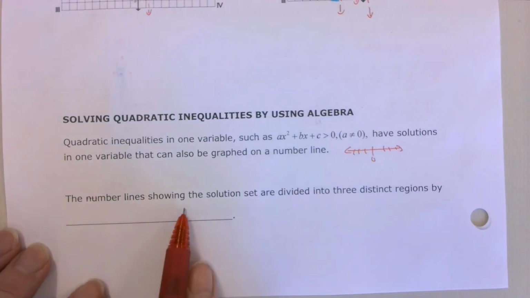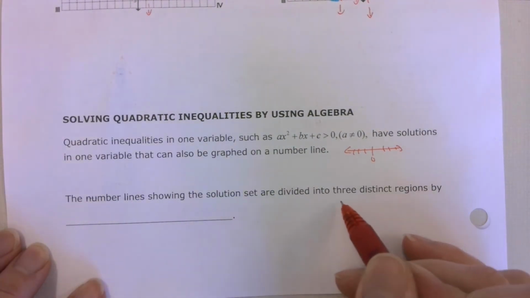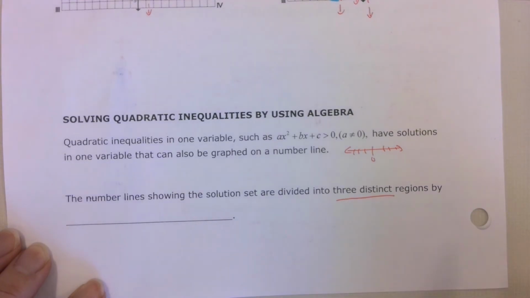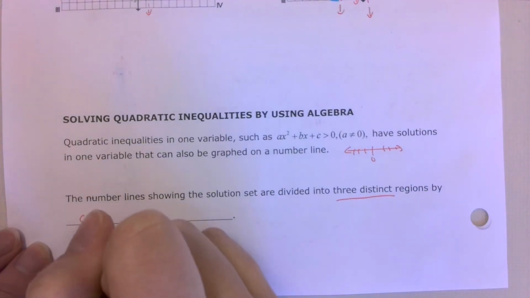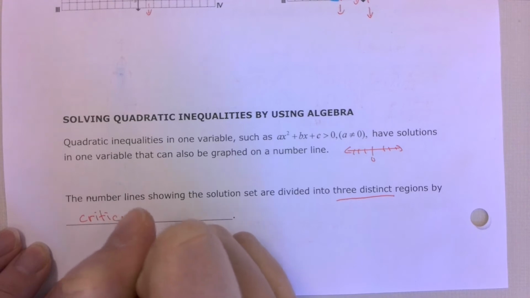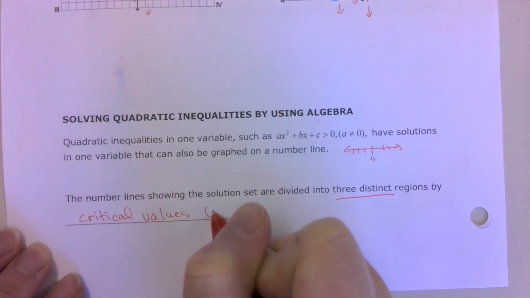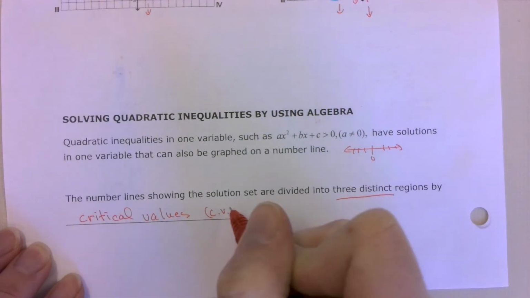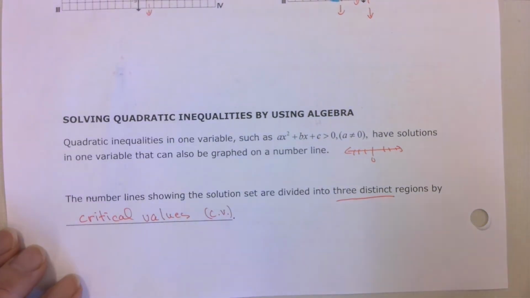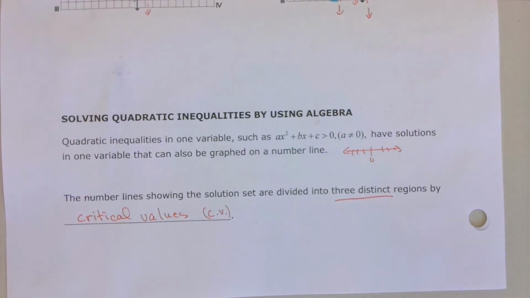The number lines showing the solution set are going to be divided into 3 distinct regions, and they're called critical values. That is how we break up our number line, with critical values, and I like to abbreviate them as CV. So critical values. The critical values are simple to find. It is factoring that's going to help us find those.